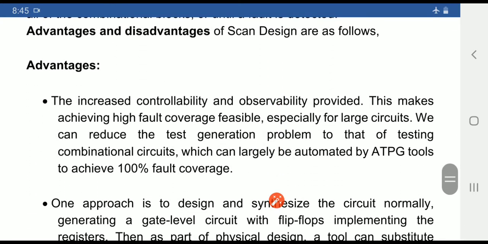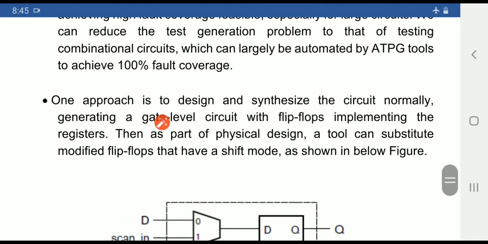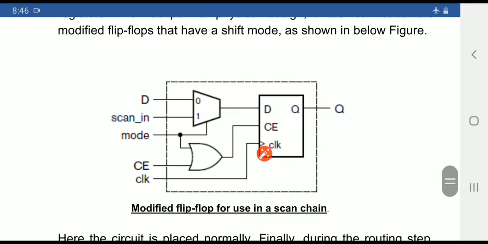The first advantage is that it increases the controllability and observability of the design. The second advantage is that it allows us to design and synthesize the circuit normally, generating a gate level circuit with flip-flops implementing the registers. One of the advantages shown here is a normal flip-flop provided with one mux and one OR gate. These two are combinational circuits, and this is a sequential circuit. The combinational circuits are used to control, observe and detect the output of the sequential circuit.